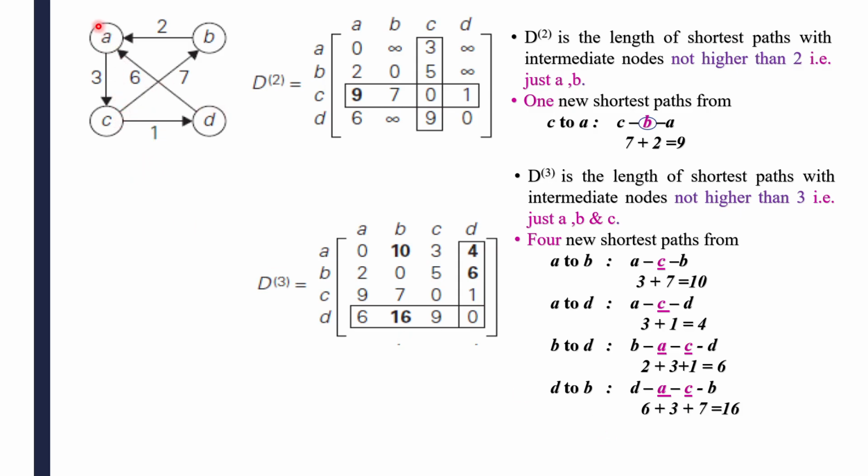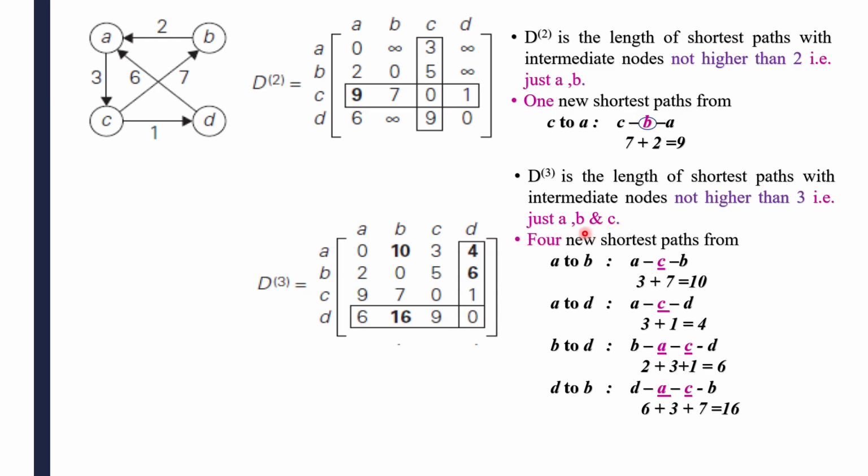How is it? D to A to C, C to B here. So now what is the distance? D to A, it is 6 and it is 3. And what is it? 7 here, C to B. 6 plus 3 plus 7, what is it? 16. 16 here. So these are the 4 new paths I got when I took 3 intermediate nodes.